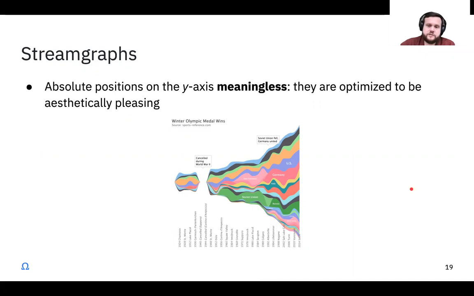What is a bit tricky about this plot is that the absolute positions on the y-axis are completely meaningless. They are only optimized to be aesthetically pleasing. All that is preserved is that these streams are proportional to the size, so you can compare them with each other. But the way they flow is a bit of a show-off. It's not exactly analytical. It's optimized such that it will flow as a river, basically. That's as simple as that.